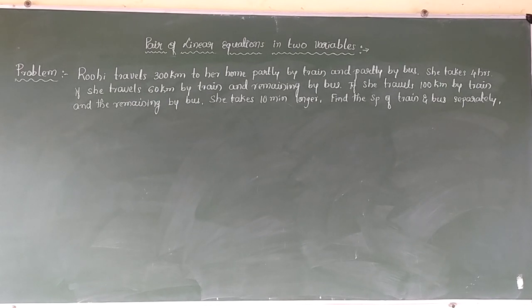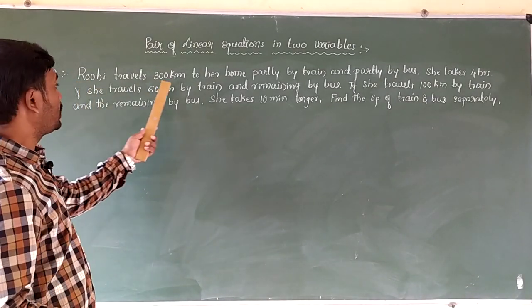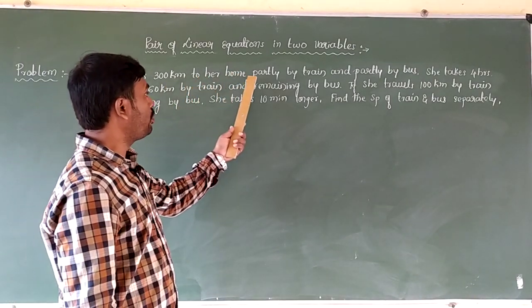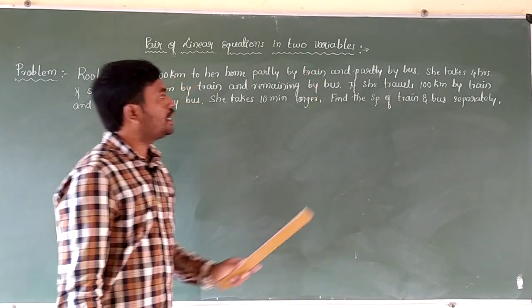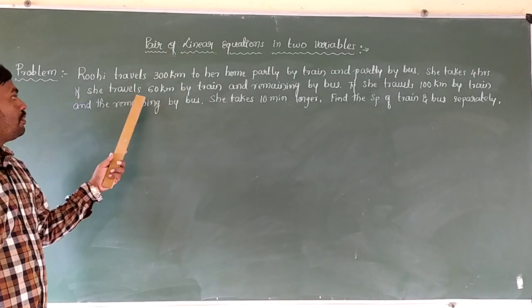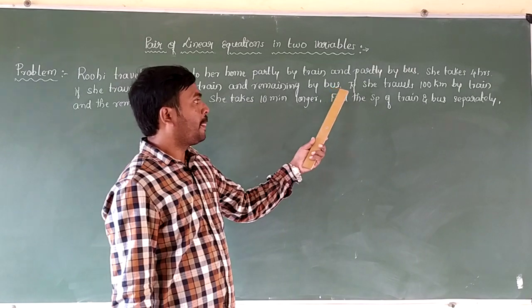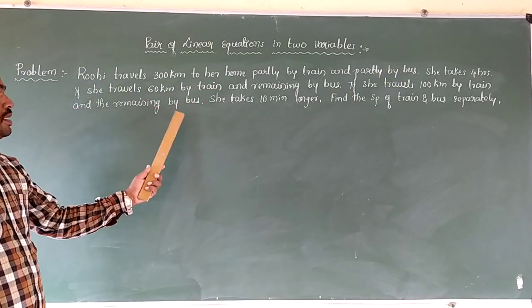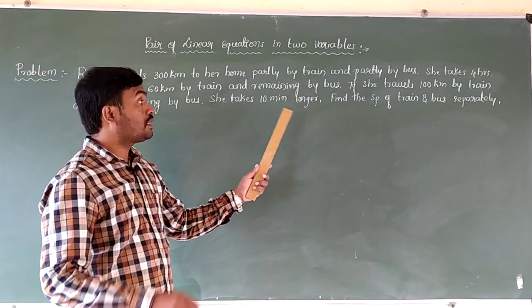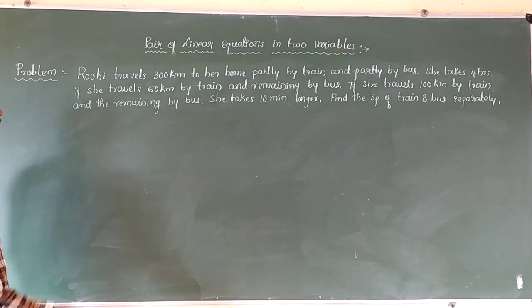Okay, children, here the next problem is: Ruhi travels 300 kilometers to her home partly by train and partly by bus. She takes 4 hours if she travels 60 kilometers by train and the remaining by bus. If she travels 100 kilometers by train and the remaining by bus, she takes 10 minutes longer. Find the speed of train and bus separately.